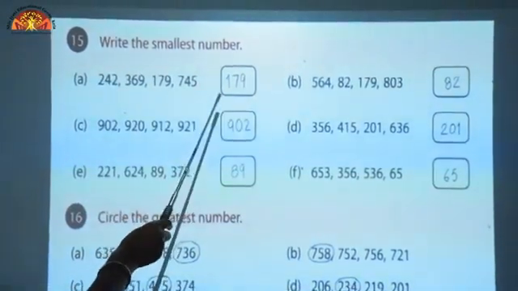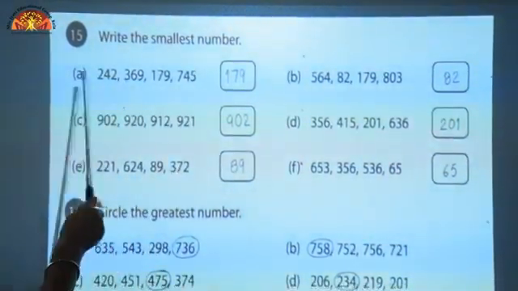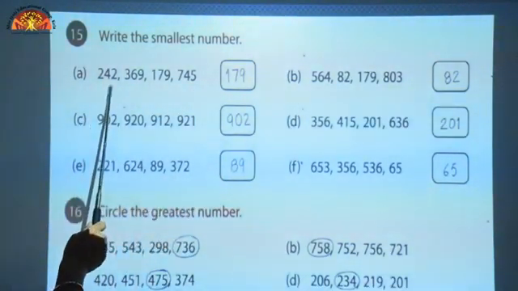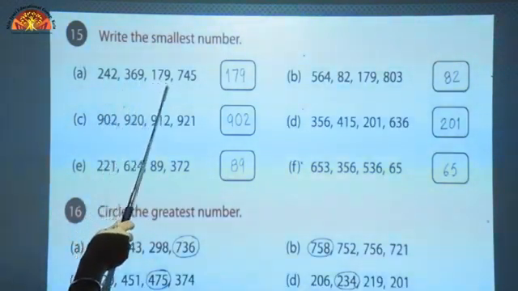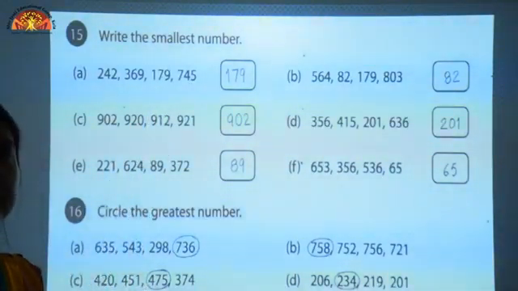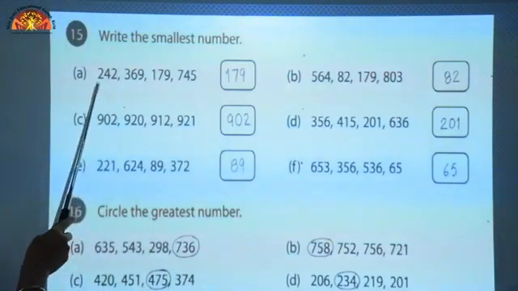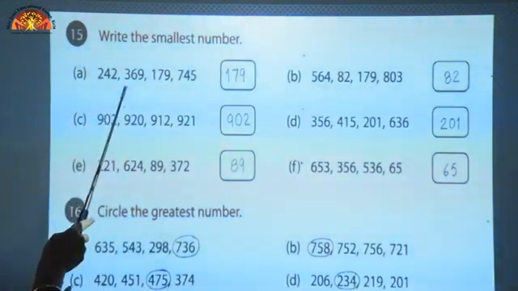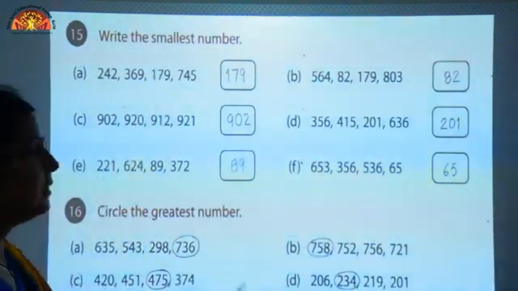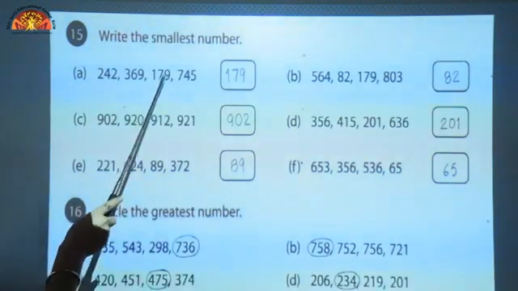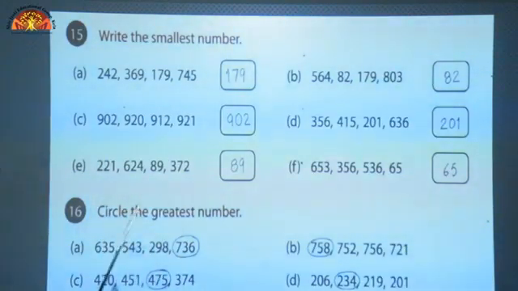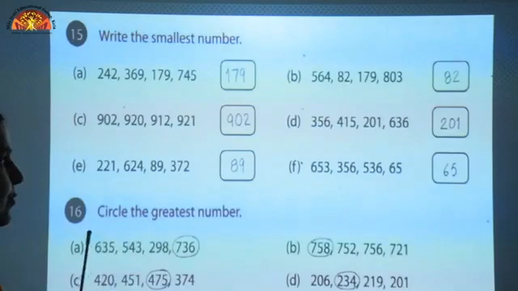Write the smallest number. Children, you have to find out the smallest number in all these given numbers. Question number A. The numbers given are 242, 369, 179 and 745. So you have to compare the digits according to their place values. Here 2 is at hundreds place, 3 is at hundreds place, 1 and 7. So which number is smaller in all these? 1 is smaller in all these. So the whole number 179 will be the smallest. I hope you have understood and you can compare the numbers according to their place values.